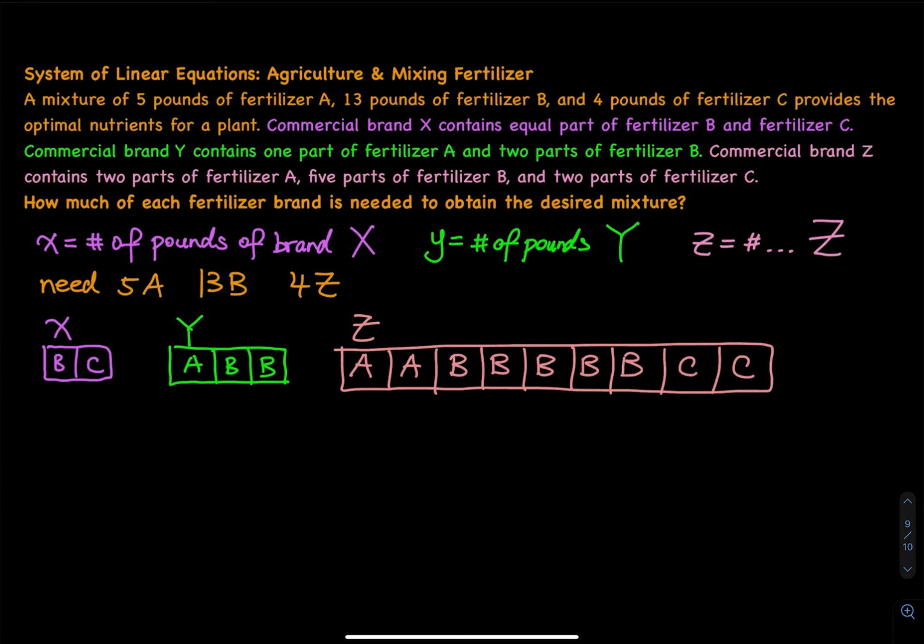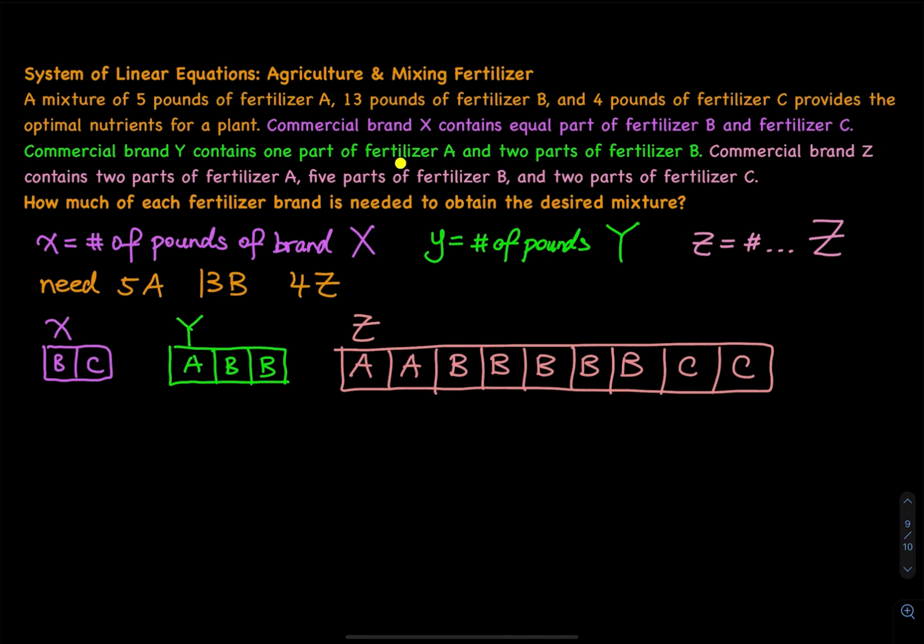Setting up a system of linear equations for this application problem is not that easy. Let's take a look. System of linear equations, agriculture and mixing fertilizer. A mixture of 5 pounds of fertilizer A, 13 pounds of B, and 4 pounds of C provides the optimal nutrient for a plant.